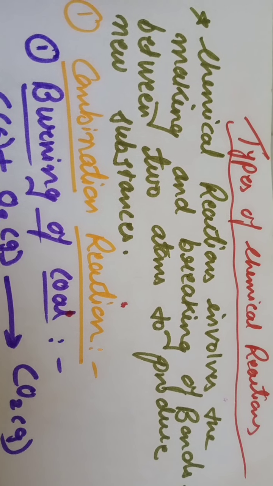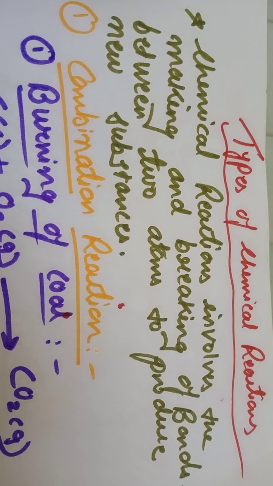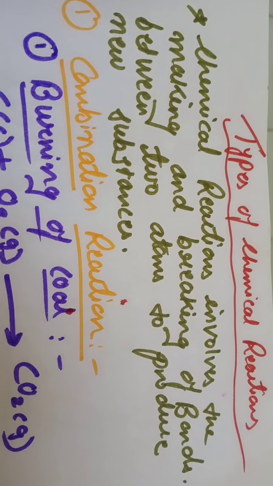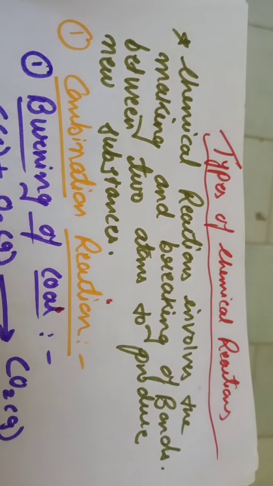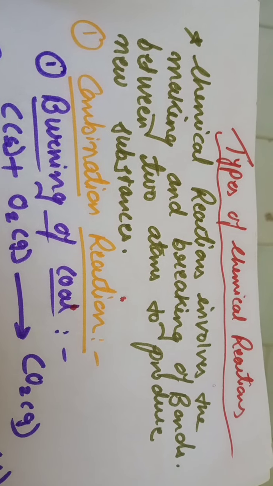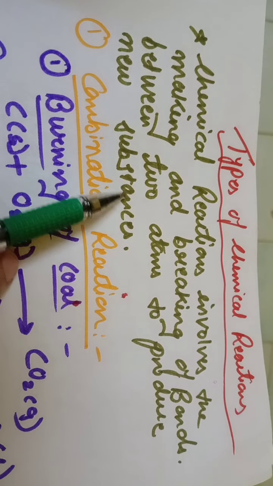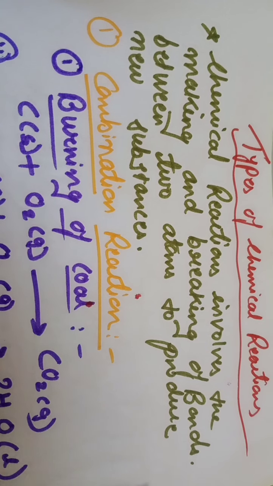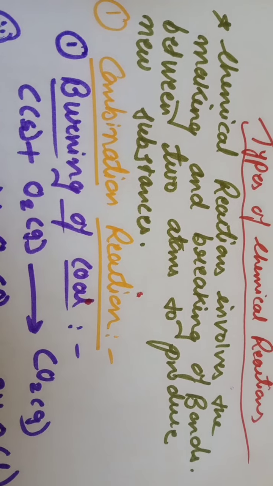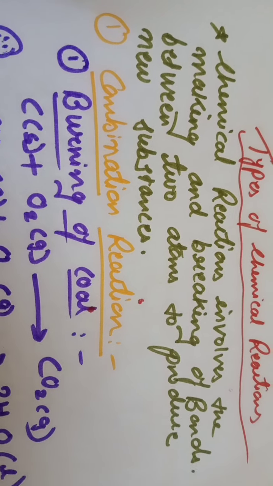Today, I'm going to explain types of chemical reactions. So, dear students, are you ready with your book and pen? Okay, let's start. So, what are chemical reactions? Chemical reactions involve the making and breaking of bonds between two atoms to produce new substances. In this topic, we are going to study the different types of chemical reactions with 3 to 4 examples.